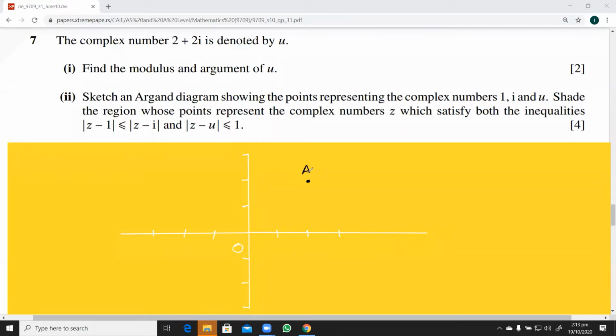Then it says sketch an Argand diagram showing the points representing the complex numbers 1 and iota. Now it is 1 over here. Let me call this point B. And then iota, this is C, because this is your iota axis and this one is your real axis. You have to mention this, okay?